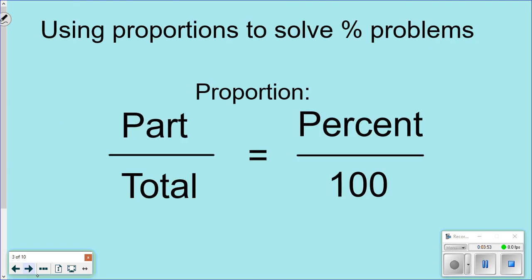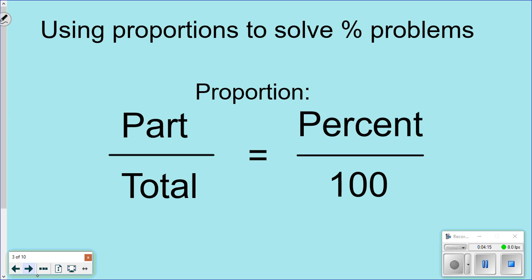Okay, so the proportion way, a lot of you were probably pretty fond of last year. It's easy to set up. It's simple to set up as long as you know what goes where. So the first thing I need you to write down in your notes is this. You're going to write part over total equals percent over 100. And if you know exactly where to insert things into this proportion, it's foolproof and you can get a simple answer.